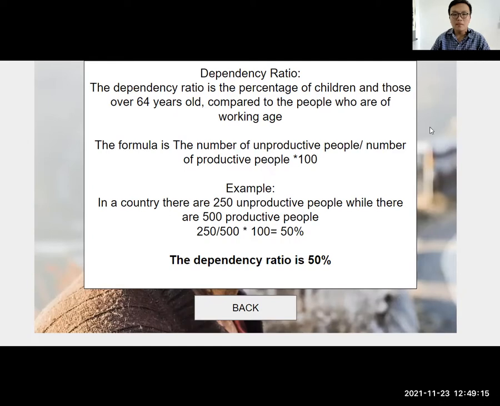So the children and people over 64 years old are seen as unproductive and therefore are dependent on the working age people. So as mentioned again, the formula is here. An example: in a country, there are 250 unproductive people, while there are 500 productive people. So it means that the dependency ratio is 50%.